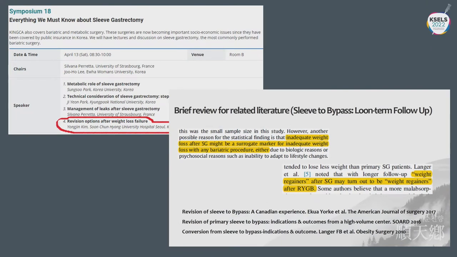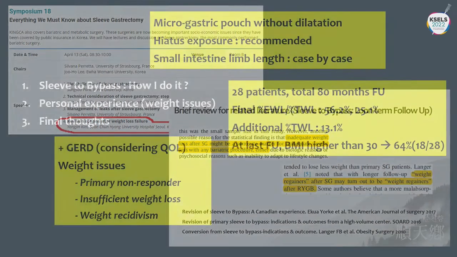So I had a chance to review this topic again 5 years ago in our KINCA meetings with the same topics. So this is the same slide. I will read this article. Inadequate weight loss after sleeve gastrectomy might be a surrogate marker for inadequate weight loss with any bariatric procedure either. Weight regainer after sleeve gastrectomy may turn out to be weight regainer after Roux-en-Y gastric bypass.